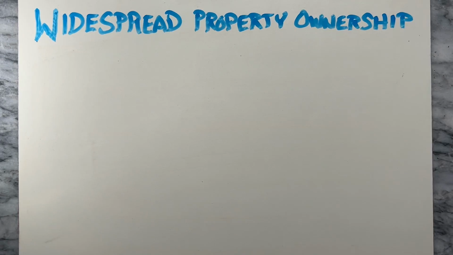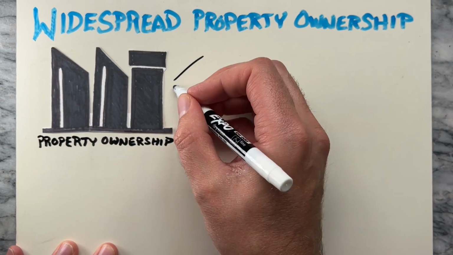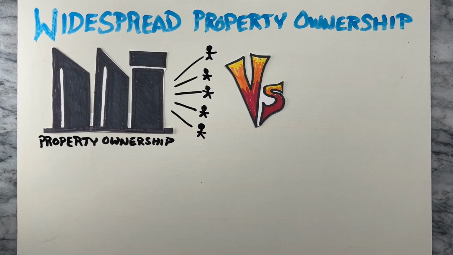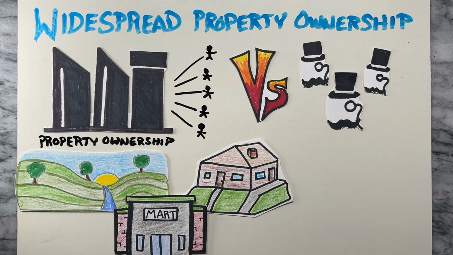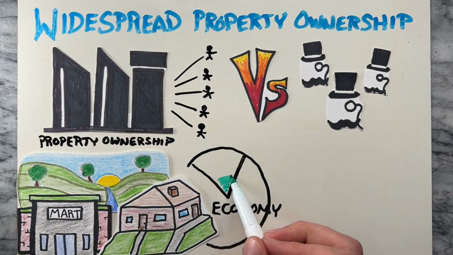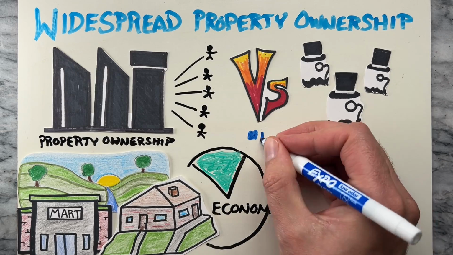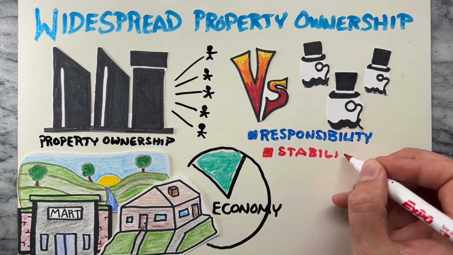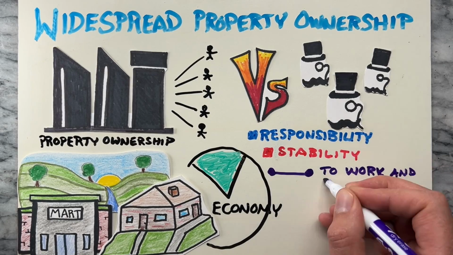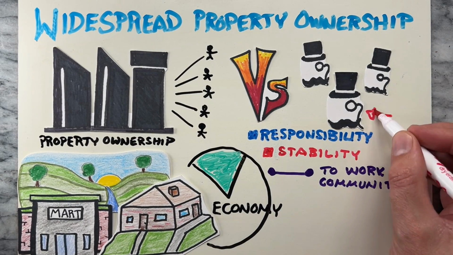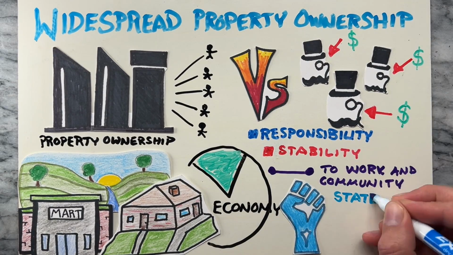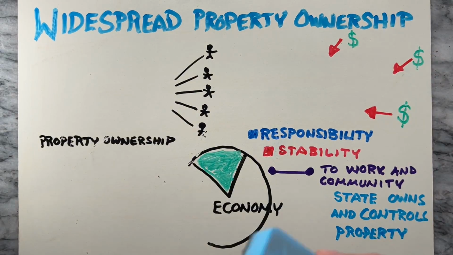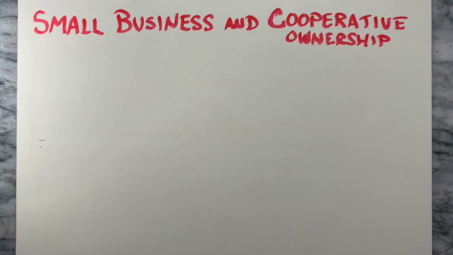So let's take a look at the detailed principles of distributism. First is widespread property ownership. In distributism, it is believed that property ownership should be accessible to many rather than a few. This encompasses land, homes, and businesses. Distributists believe that when individuals own property, they have a stake in the economy, which promotes responsibility, stability, and a direct connection to their work and community. This contrasts with capitalist systems where property tends to accumulate among a small elite, and socialist systems where the state owns and controls property.